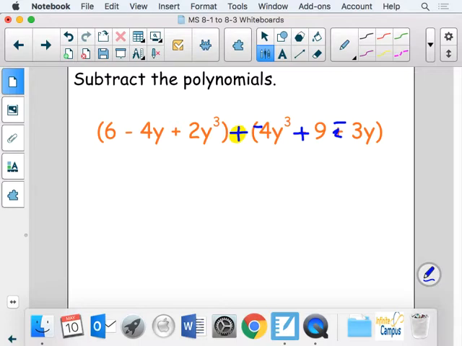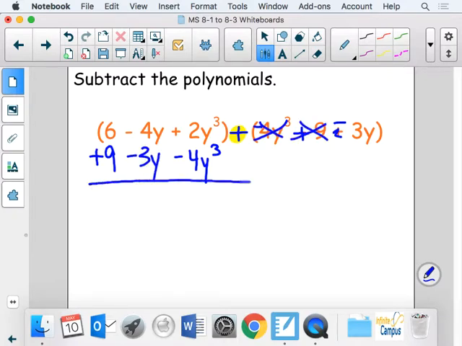And now again, we're lining up like terms. Negative 4y to the third power goes under positive 2y to the third power. Plus 9 goes under plus 6. Negative 3y goes under negative 4y. And then we add. 6 plus 9 is 15. Negative 4 minus 3 is negative 7y. Positive 2 minus 4 is negative 2y cubed for your final answer.